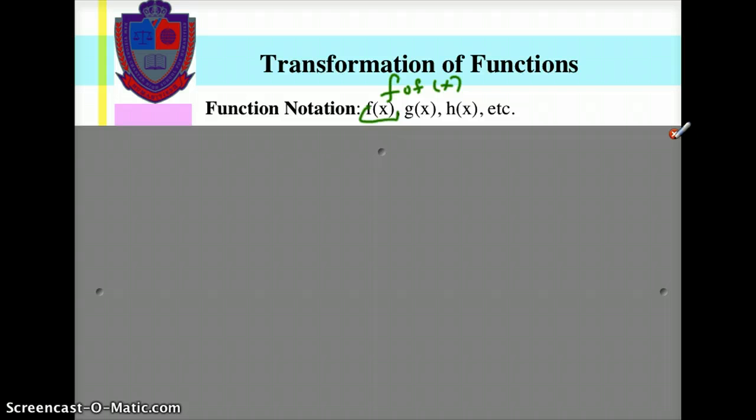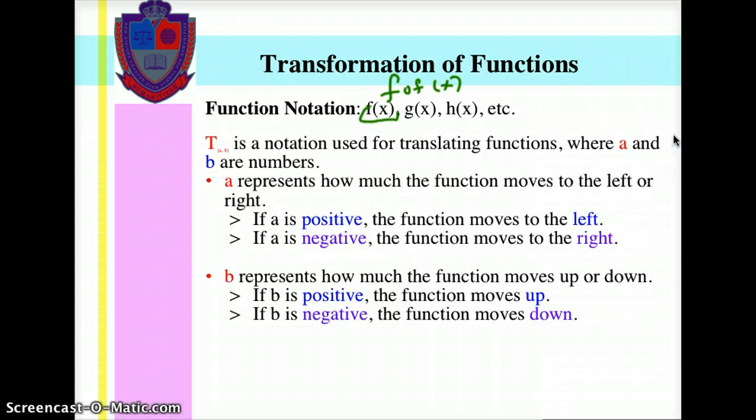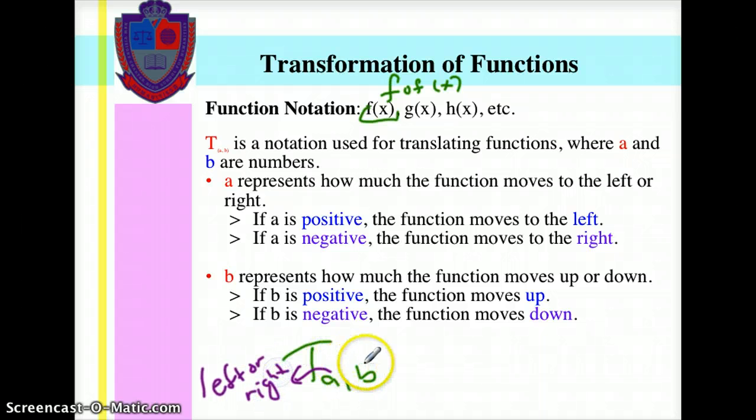Similar to what you've seen in geometry last year is a translation function. So it's T, and at the bottom it's a, b. So it looks something like T, a comma b. To make a little cheat note, we're going to do this. So a represents how much a function goes left or right, and b represents whether the graph goes up or down.